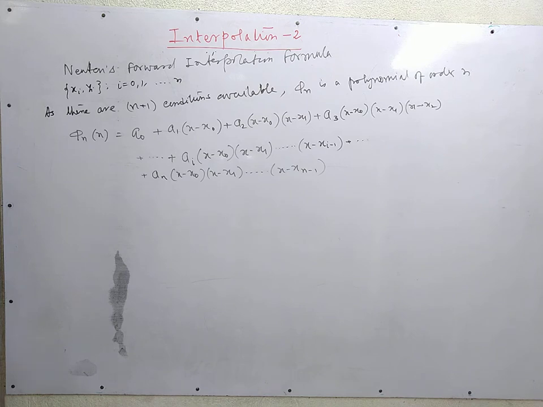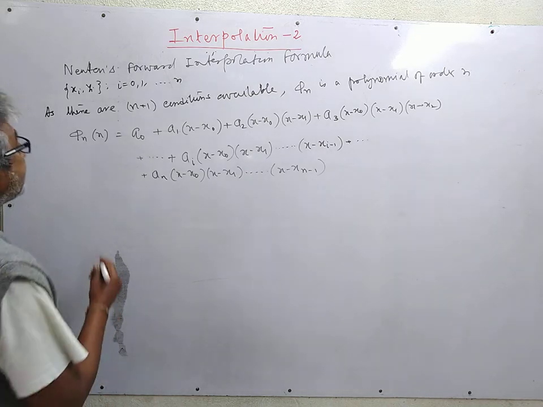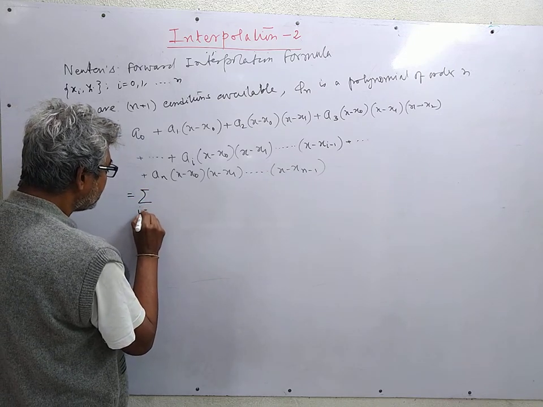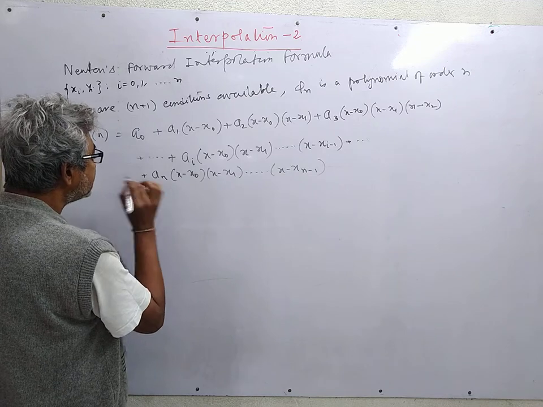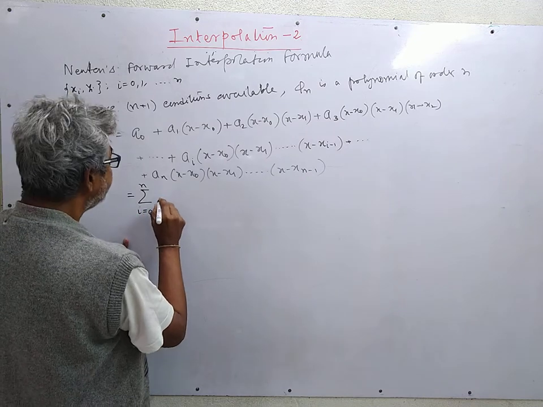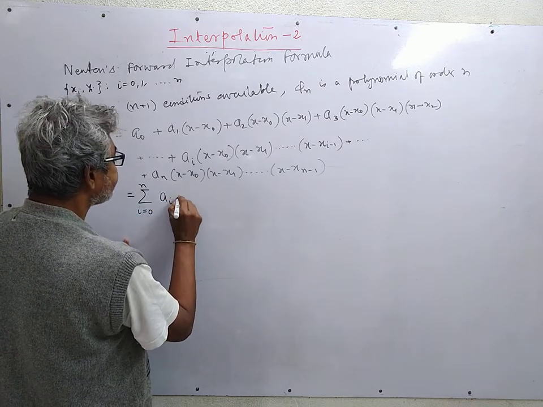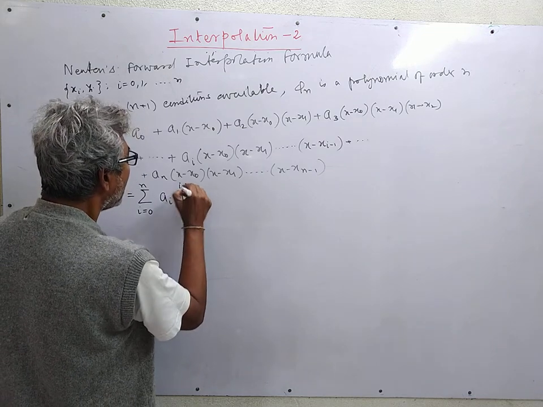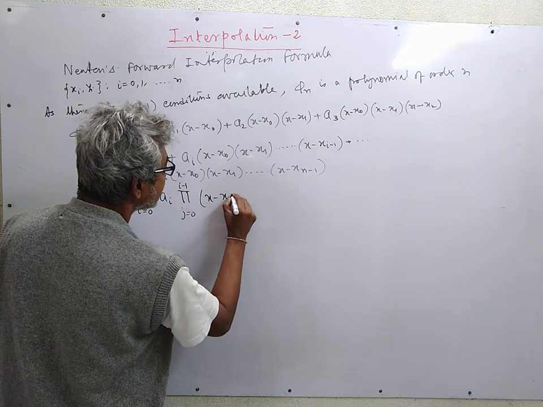Now the task that remains is to find the unknown coefficients, a0, a1 and so on. Before going to this, we would like to write it in a compact form. Now we introduce a dummy variable i which ranges from 0 to n, so that these terms are taken care of, and this is a_i. Then we use the product formula, j equal to 0 to i minus 1, of (x minus x_j).